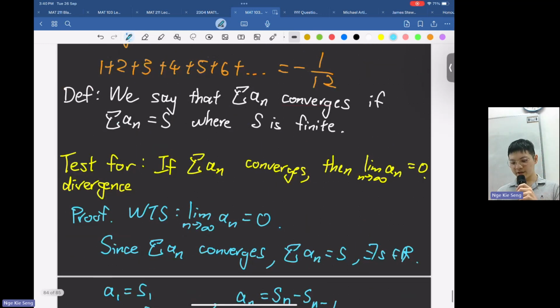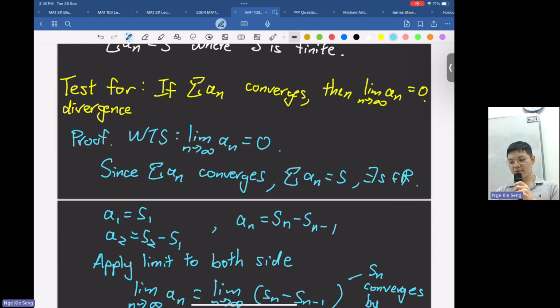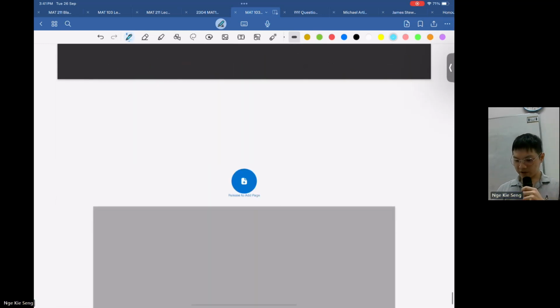So please remember this statement: if the infinite series converges, then the limit of an goes to 0. But this is a P implies Q statement, right? So you cannot say that if the limit of an goes to 0, then the infinite series converges. P implies Q doesn't mean that Q implies P. But P implies Q implies what? Yes, not Q implies not P. In other words, if you check that the limit of an is not 0, then the series diverges. So typically the contrapositive of this statement is more useful, because we are interested in the infinite series, not the an.